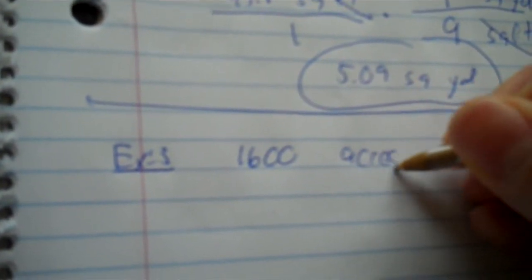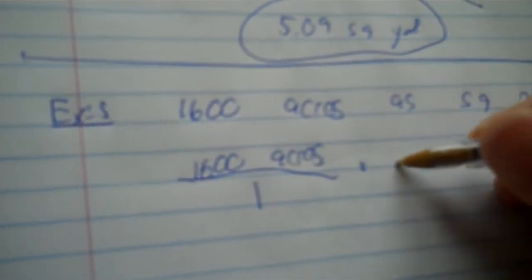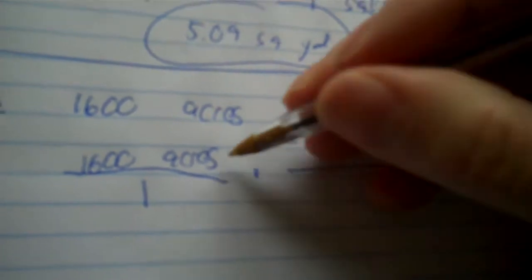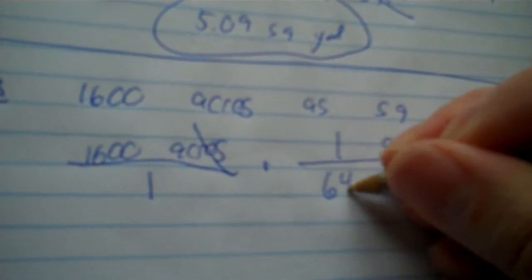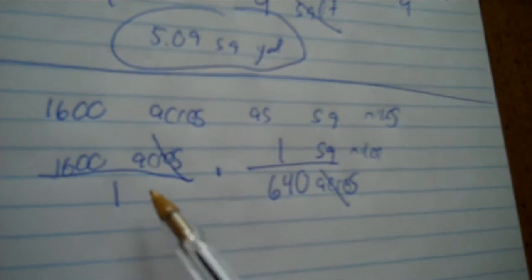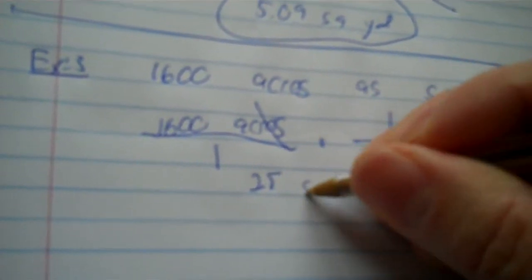Example 3, 1,600 acres as square miles. So again, we take 1,600 acres, put that over 1, and we want to get rid of the acres and have square miles. So I look up the square miles to acres ratio: 1 square mile is 640 acres. So 1 to 640. Make sure you put the numbers with the appropriate label. So it's going to be 1,600 over 640. 1,600 divided by 640 is 2.5, so 2.5 square miles.